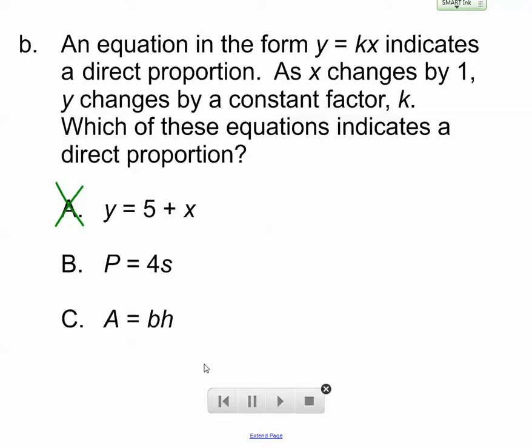On B, P equals 4 times S. 4, that's that constant of variation. So P is always 4 times whatever S is. That is a direct proportion. And what about C? A equals B times H. It looks very similar, but the problem is B is not constant. 4 is constant on option B, but this lowercase b on option C is a variable. It's changing. So that makes it not a direct proportion. So B is, but C is not.